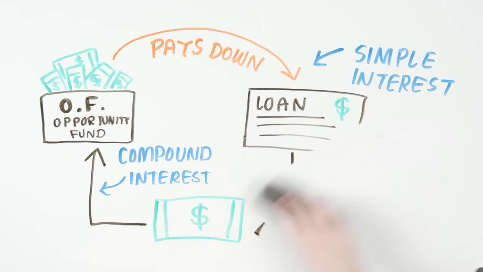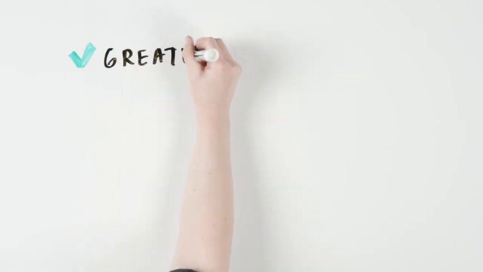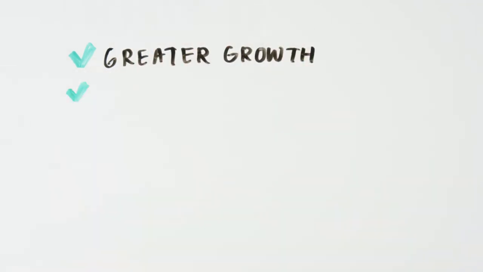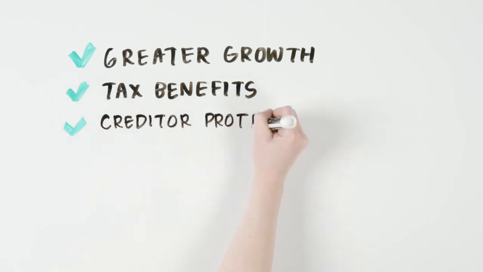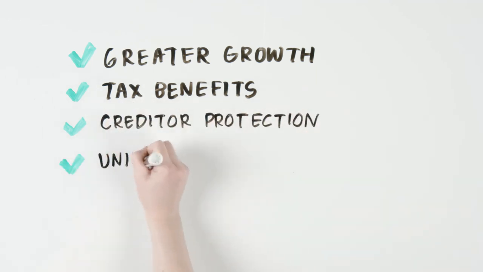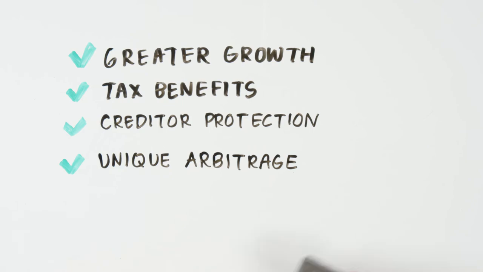And so the flow goes, in and out of the alternative investments as you would be doing anyway. We're just doing it with greater growth, tax benefits, creditor protection, and this unique arbitrage that allows us to create value in multiple places with the same dollars.